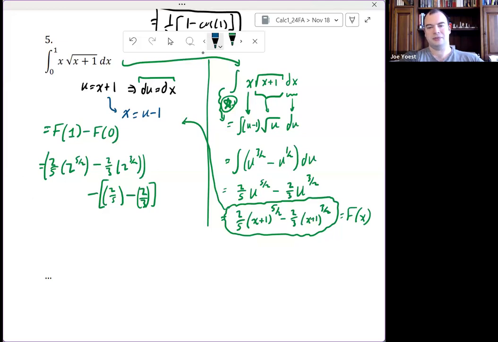So evaluating big F of x over here at x equals 1, well, x plus 1 then is 2. So this is 2/5 times 2 to the 5/2 minus 2/3 times 2 to the 3/2. Then subtract off that evaluated at x equals 0. This 1 to the 5/2 and 1 to the 3/2 just go away, and I get 2/5 minus 2/3. And whatever this turns out to be, we might be able to simplify this a little bit, but it's not going to simplify to anything super nice.